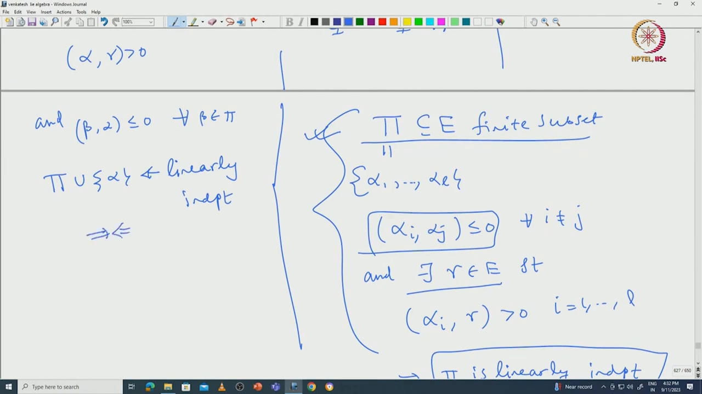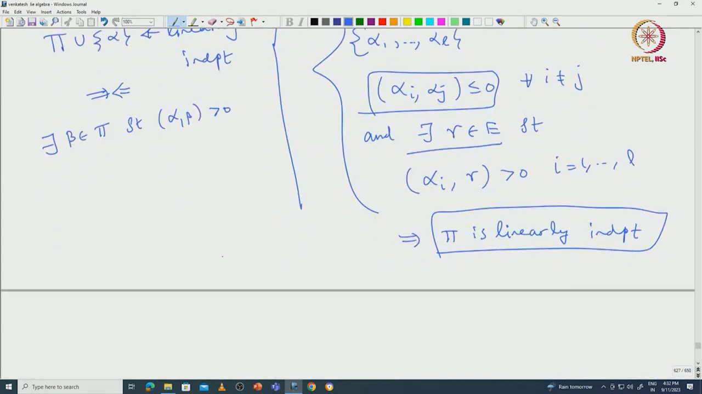That contradiction forces that there exists β inside Π such that (α, β) must be positive. If (α, β) is positive, then using the lemma that we had earlier, you can immediately conclude that α − β is a root. So, this is a root again.